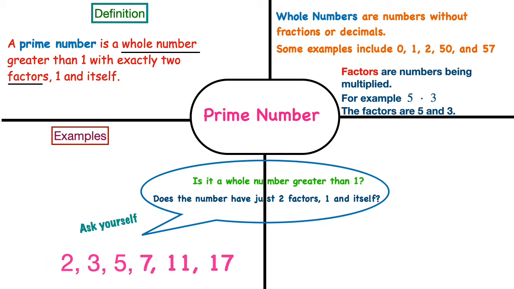Here are a few more that you can look at. We have 7, 11, and 17. For all of these numbers in our examples, if we were to ask ourselves those two questions, we would answer yes to both of them.